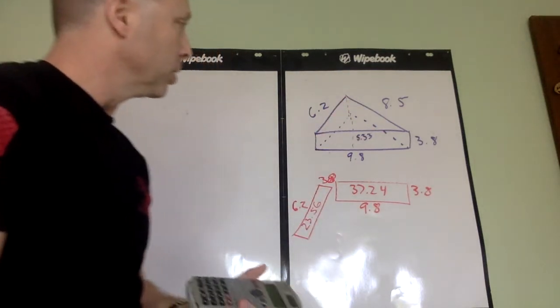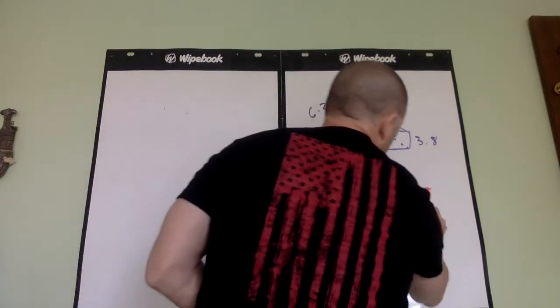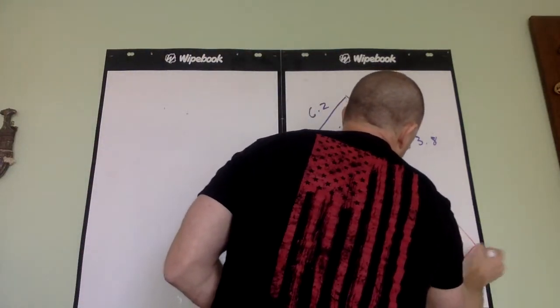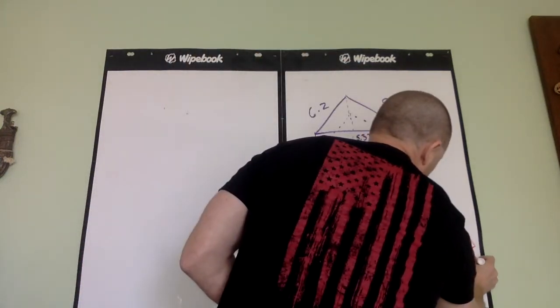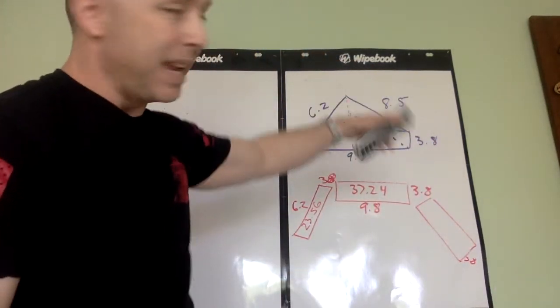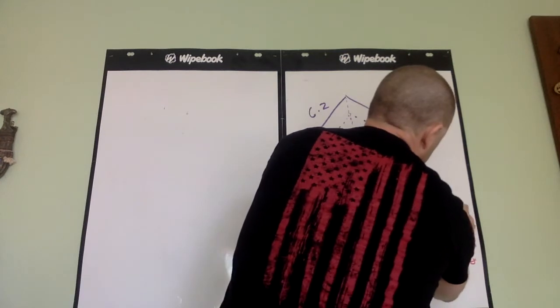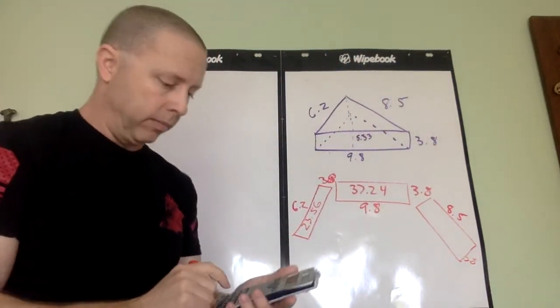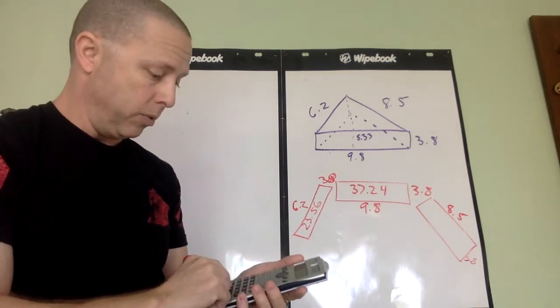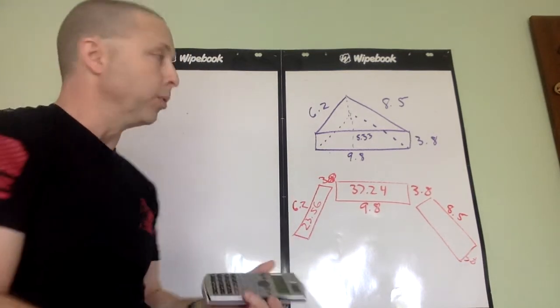Right-hand side, I'm going to pull off that rectangle now. Again, 3.8 on the short side, and then it's going to be 8.5. So again, length times width, 3.8 times 8.5, and I'm getting 32.3.